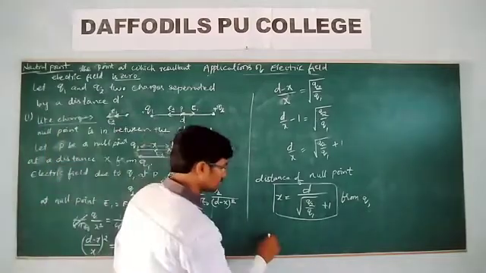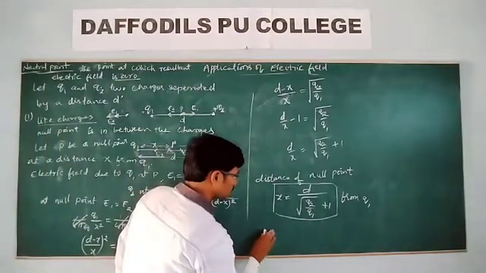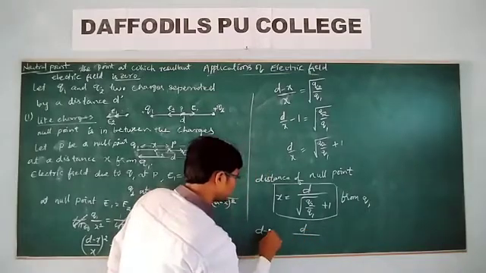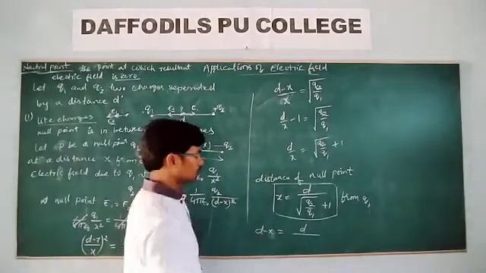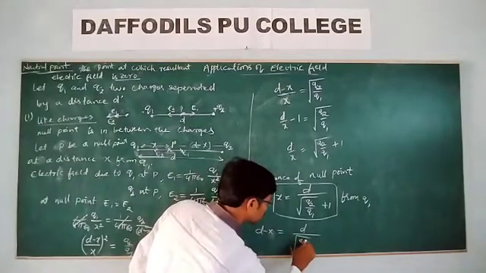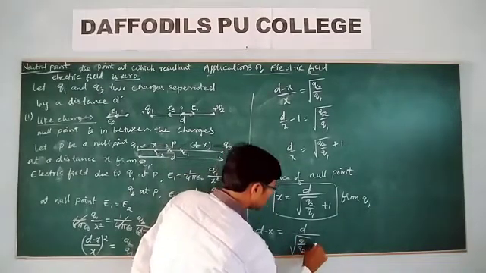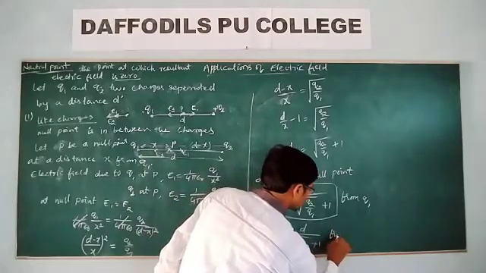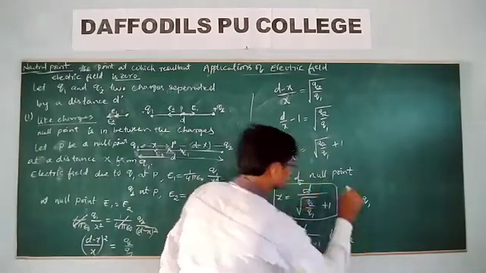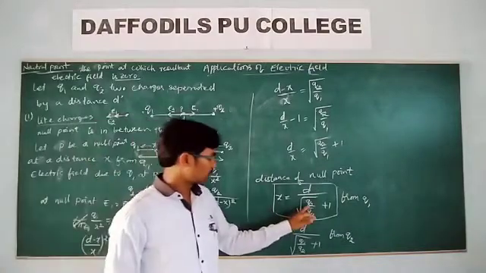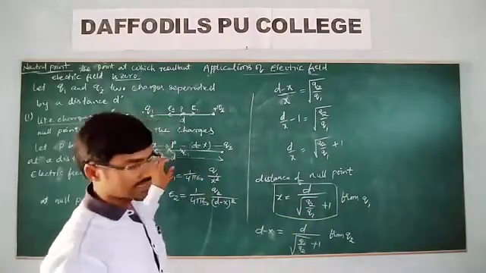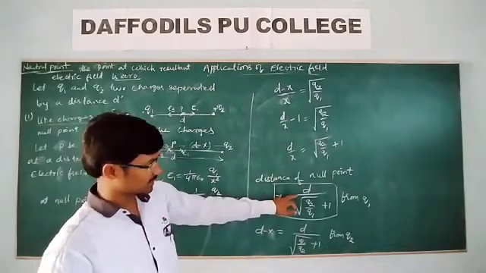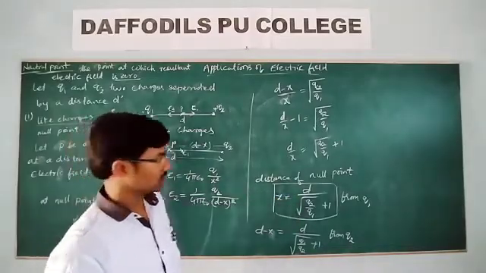Let me write in shortcut. From q2, that value d minus x is equal to d by (root over q1 by q2 plus 1). That's all. q1 by q2 plus 1 from q2. You can derive this yourself, d minus x. Just we have to see that.